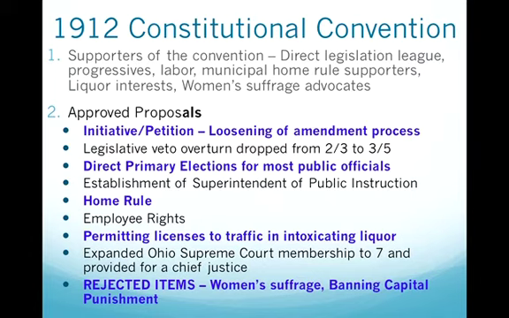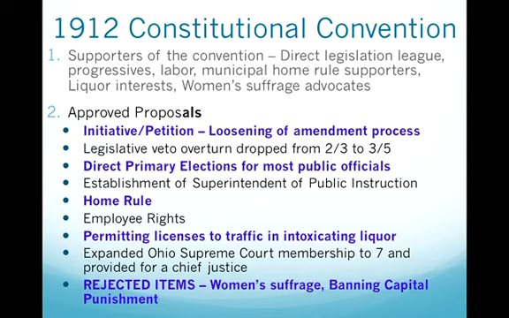But the legislative veto overturn dropped from 2/3 to 3/5. A direct primary election for most public officials, so we're expanding the amount of people we actually choose as the people. Establishment of the superintendent of public instruction, home rule, employee rights, permitting licenses to traffic in intoxicating liquor, and expanded Ohio Supreme Court membership to 7 and provided for a Chief Justice, and that is the way it is today. Things that were rejected.